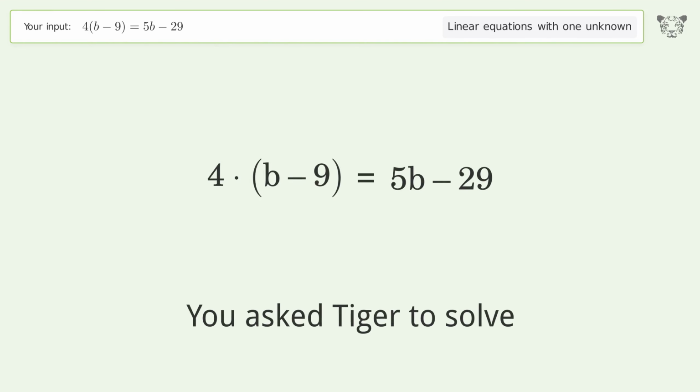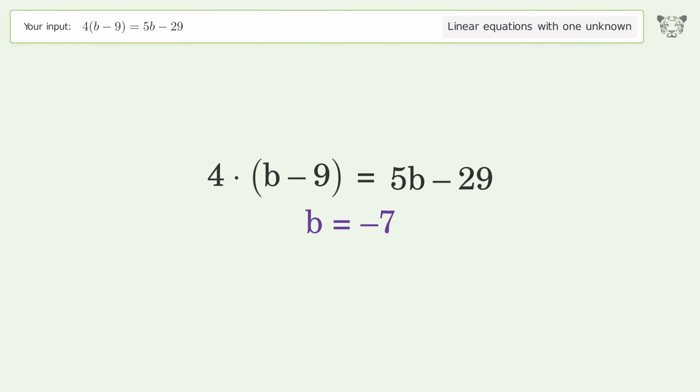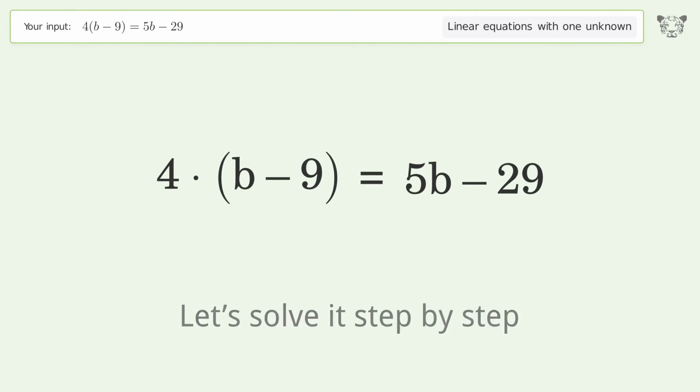You ask Tiger to solve. This deals with linear equations with one unknown. The final result is b equals -7. Let's solve it step by step.